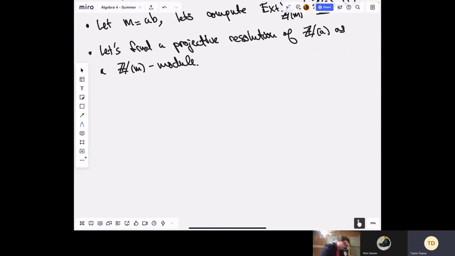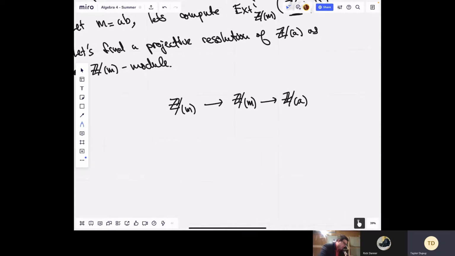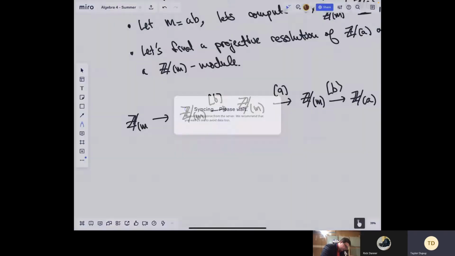Okay, so here's what we'll do. We'll have Z mod a, and there's a surjective map from Z mod m. This has a kernel. So this map can be given, I guess, by multiplication by b, and then the kernel of this is multiplication by a. And then the kernel of this is multiplication by b, so this will be an infinite resolution, alternating multiplication by b and multiplication by a, and so on.